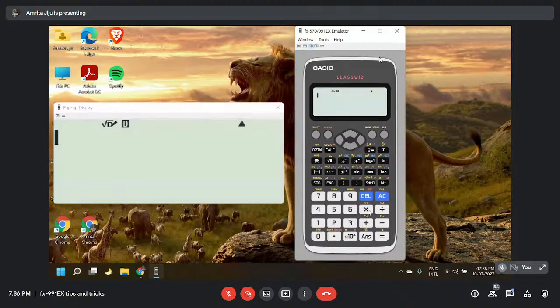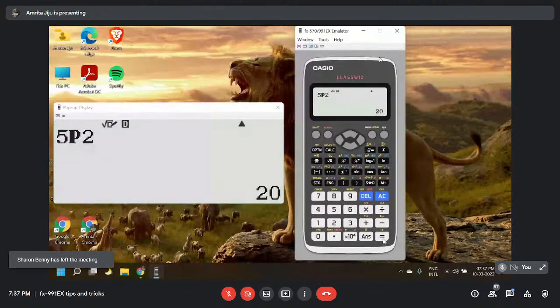Now let's check these two buttons. You already know it's multiplication and division. You have a shift button on top. What it basically does is this is nPr and nCr, permutations and combinations. If you want to find the permutation of a number, say 5P2, just click 5, then shift and P, then 2. It gives you the value of 5P2. Similarly for 5C2, just click 5, shift, the C button, and 2.